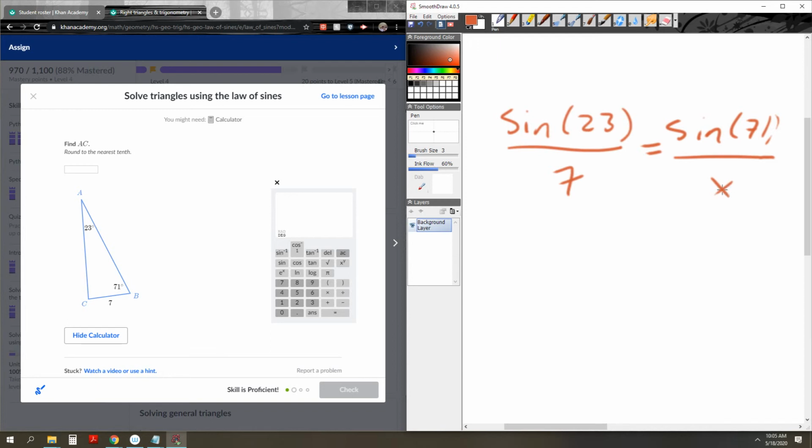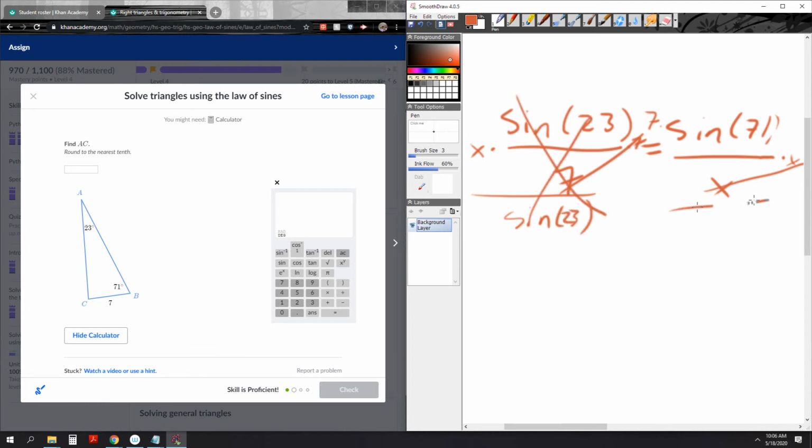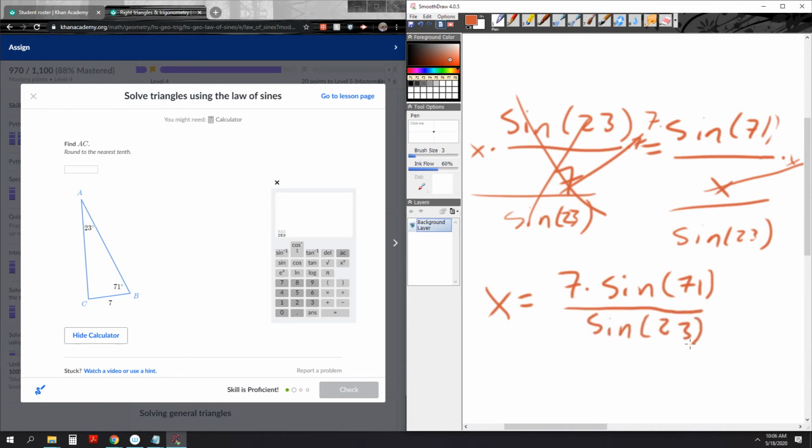So let's get x by itself. Okay, I'm going to multiply both sides by x so that it's not in the bottom of a fraction. Okay, and now I'm going to multiply both sides by 7 to get rid of the 7. Then I'm going to divide both sides by the sine of 23 to get rid of the sine of 23 on that side. Now we have the x all alone. Let's rewrite that so we can see it. X equals 7 times the sine of 71 divided by the sine of 23.